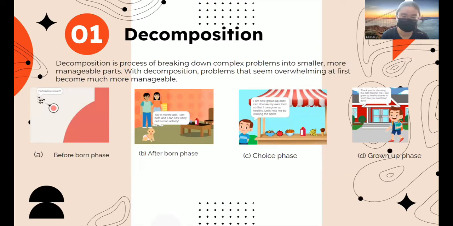Decomposition is a process of breaking down complex problems into smaller, more manageable parts. With decomposition, problems that seem overwhelming at first become much more manageable. For example, in this project, I want to explain how human growth is carried out. And this human growth process can be separated into several parts so that it is easier to understand. So I separated it into 4 parts, which are the before-born phase, the after-born phase, the childhood phase, and also the grown-up phase.